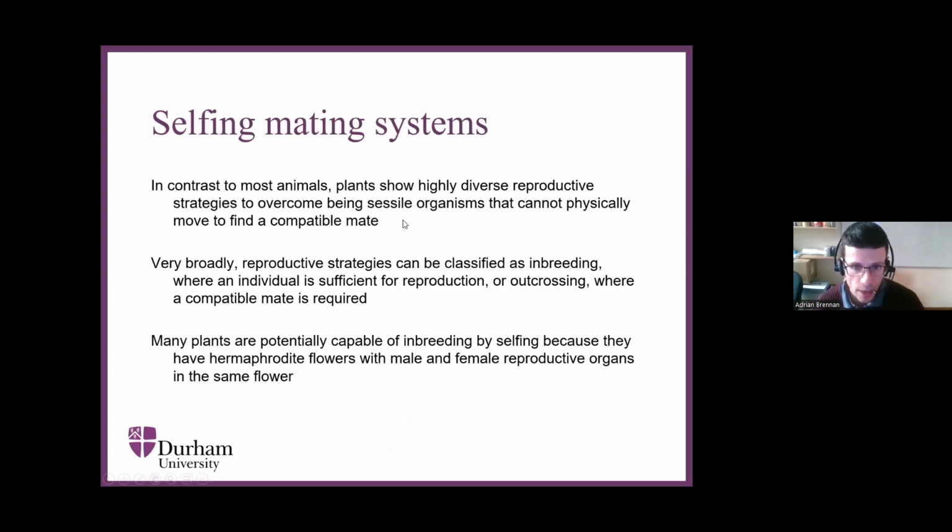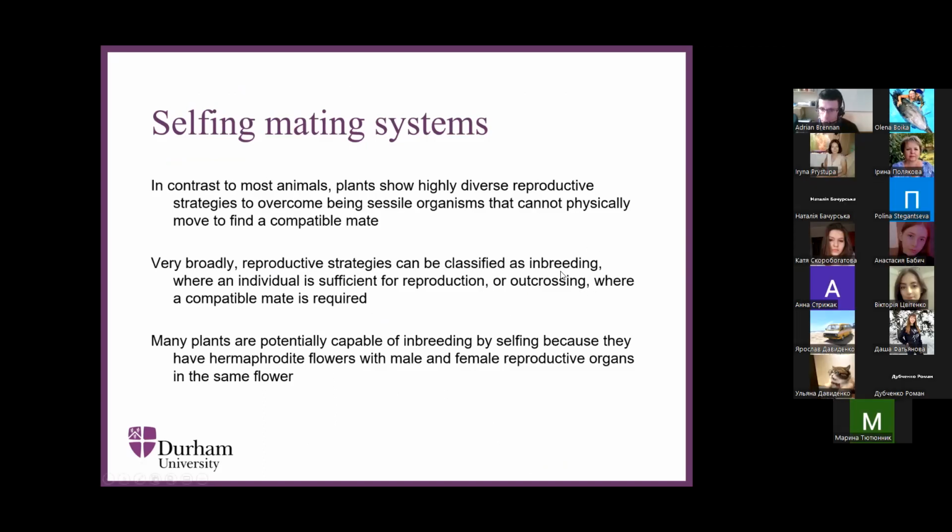So plants can't move, so they still have the same problem as animals. They're trying to find another mate. And in terms of the diversity of mating systems that plants can show, they can either be inbreeding or selfing. I'll use both terms in this lecture, where the single individual is sufficient for reproduction, or they can show outcrossing mechanisms where you need a different individual, another compatible mate, in order to be able to reproduce.